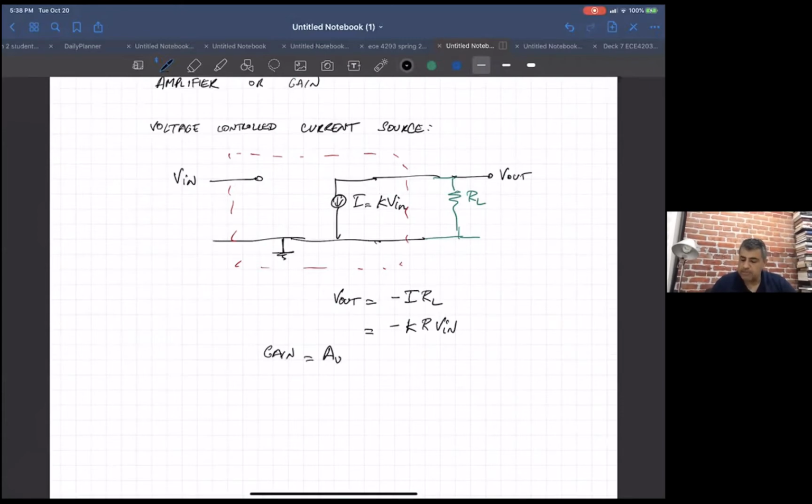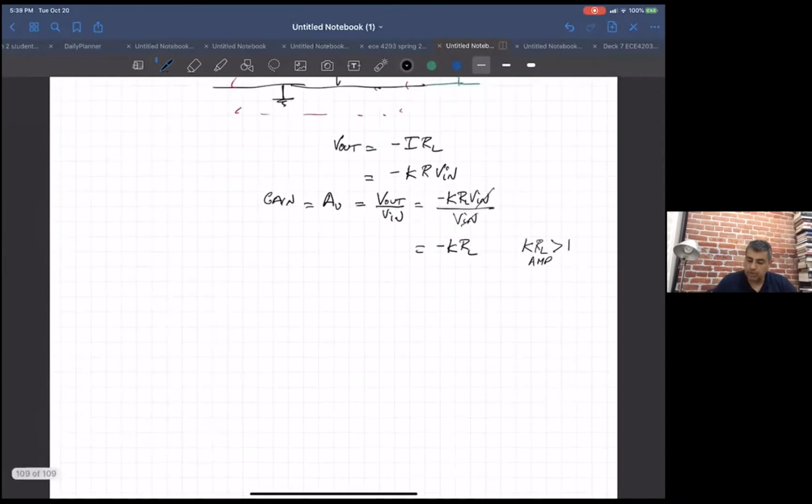So if we define something called gain, which is a common way to put it, A sub V means amplification in the voltage domain. If we define it as the ratio of V out over V in, V out is minus K R sub L V in, so this ends up just being minus K R sub L. And if this K times R sub L is greater than 1, then you get amplification.